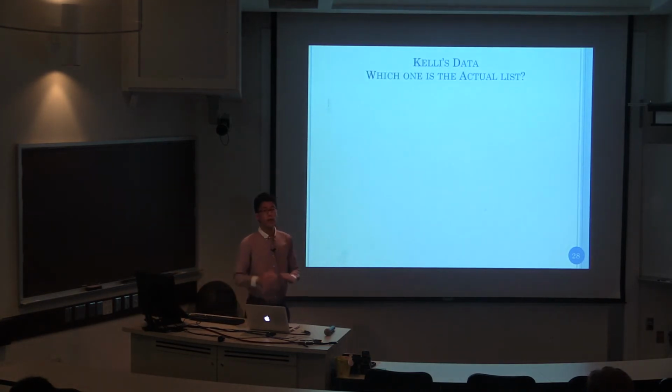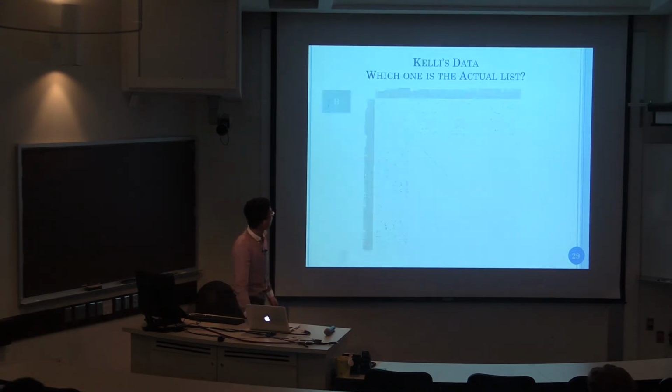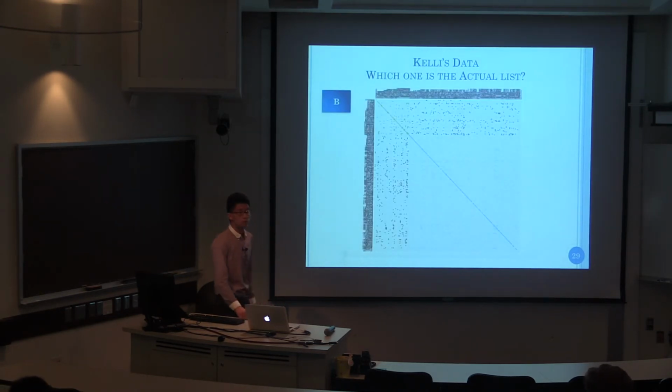Next, I'll show you some matrices of the actual friend list and of a randomly generated friend list. I'll ask you to identify which one is randomly generated and which one is the actual friend list. So here's your option A. And this is the second matrix. So can anyone tell the answer?